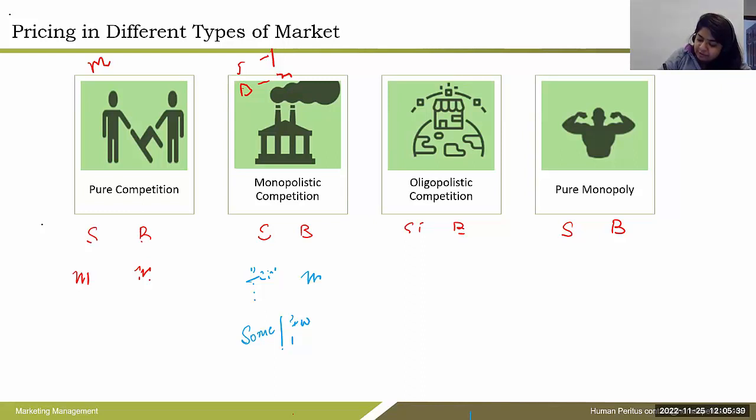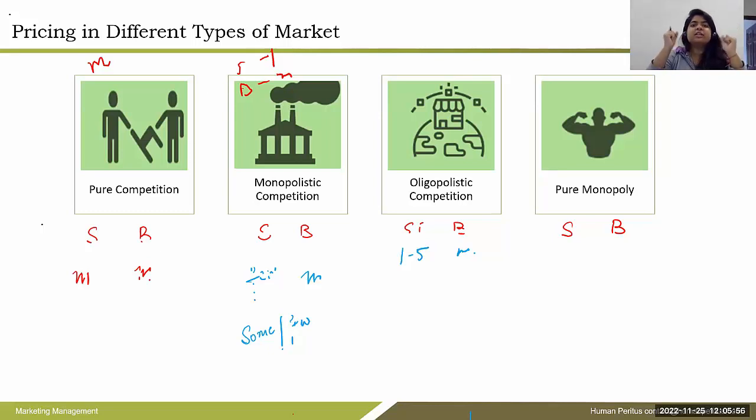Let's say very, very few, say one to five sellers, and many buyers. Usually duopoly is an example of oligopoly. So I'll give you an example. Let's say Coke. Two major sellers, Coke and Pepsi, in this industry.